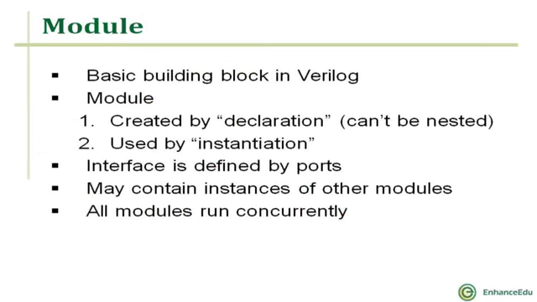So that is the basic building block in a Verilog code, that is the module. The module is created by declaration so it cannot be nested. It can be used by instantiation. Interface is defined by ports. There may be blocks in a module that contain instances of other modules. All modules at the end run concurrently.